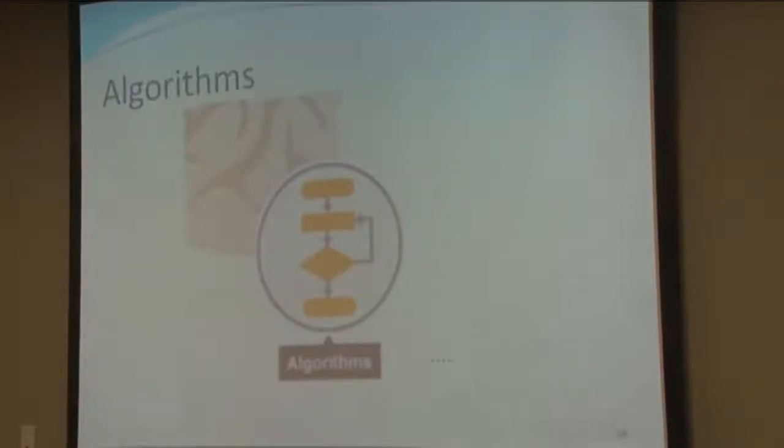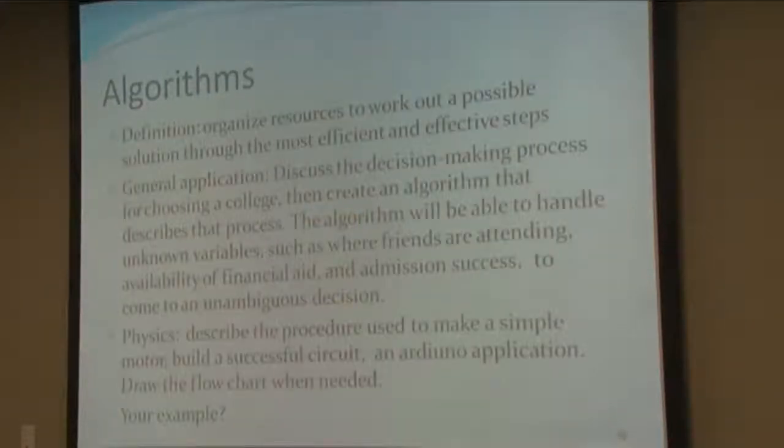The next one is algorithm. We consider this as organizing resources to work out a possible solution through the most efficient and effective steps. First, again, here is an example for general application: discuss the decision-making process for choosing a college, and then create an algorithm that describes the process. There are many factors to determine, and maybe you need to make decisions for many sub-questions, and then you can reach a final conclusion.